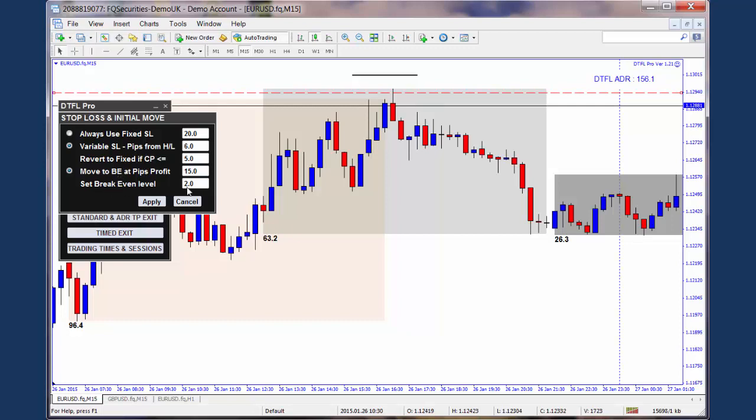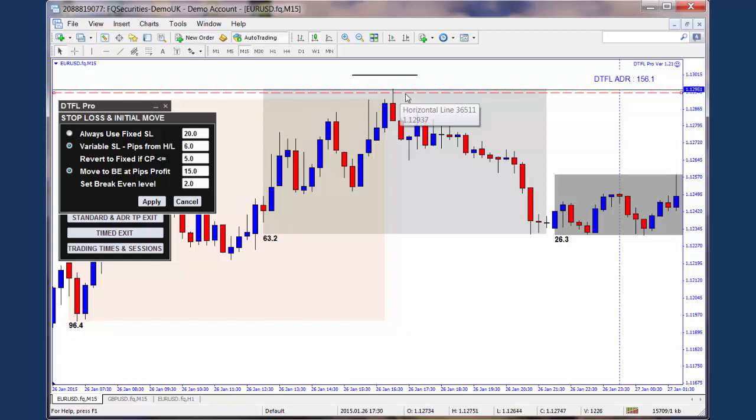Now break even level, if you've got 0 in there, will be the same as your entry price. So it will move off 15 pips into profit. When it reaches 15 pips of profit, your stop loss will move to break even level. In this case, when it's 0, it will move to the entry price. However, if you've put, as I always tend to do, 2.0 there, it will move it to the entry price plus 2 pips.